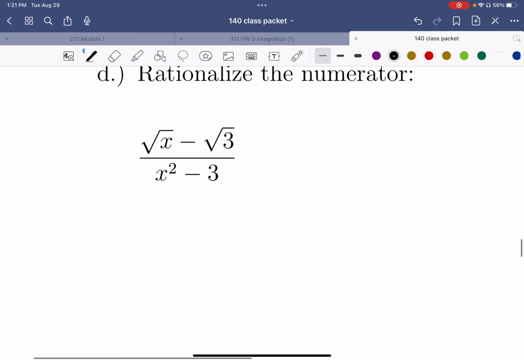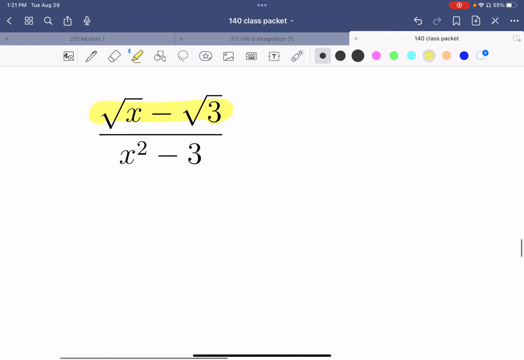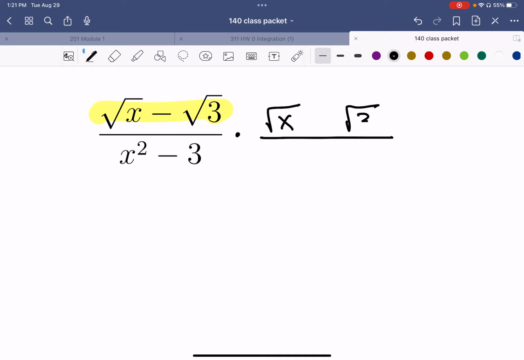All right, and then we're going to rationalize the numerator here. So they want us to focus on the numerator and rationalize it. So that means we're going to multiply by the same thing, so square root of x and square root of 3, but with the opposite sign, so with a plus sign in the middle. And we're going to multiply the top and the bottom so that we keep it balanced. And then we're going to see what happens.